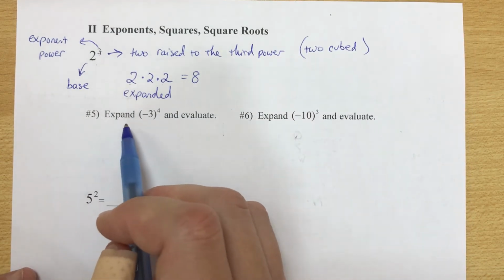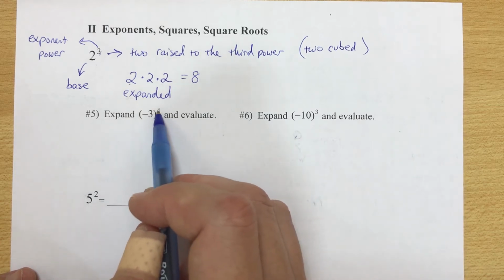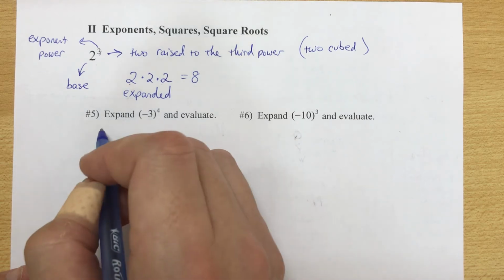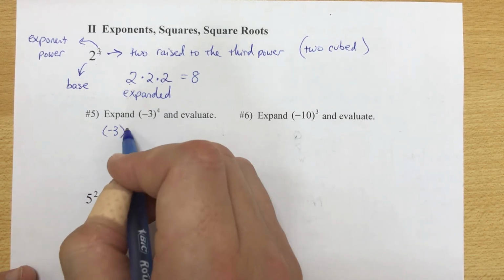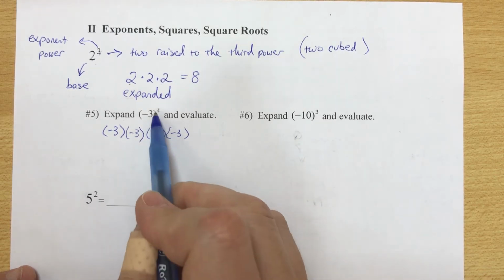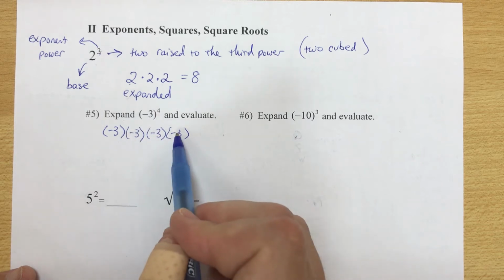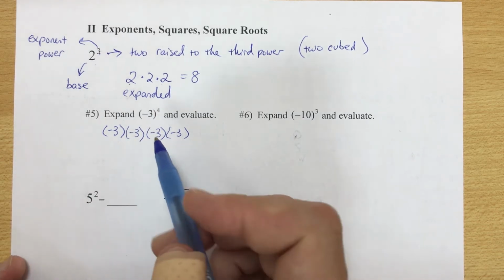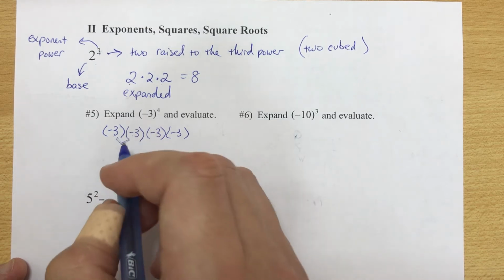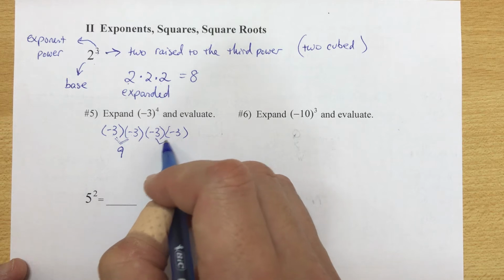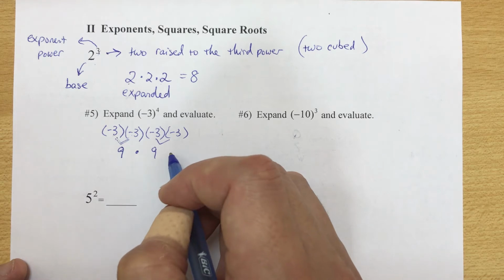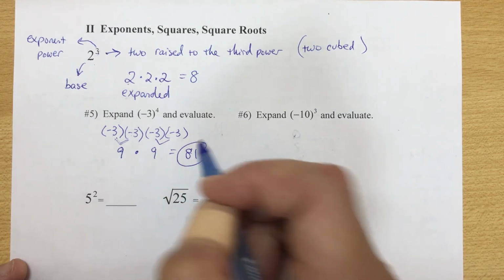So, number 5, expand negative 3 raised to the fourth and evaluate. Expand means to write it out. So what we're doing is we're taking the base, negative 3, and multiplying it by itself 4 times. The exponent tells you the number of times. Now, there's a couple ways to do this. You could do negative 3 times negative 3, take these two, and that makes positive 9. And then negative 3 times negative 3 again makes 9. And this is 9 times 9, which is 81.